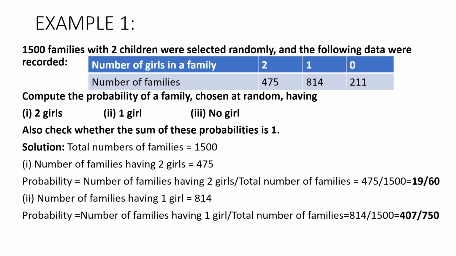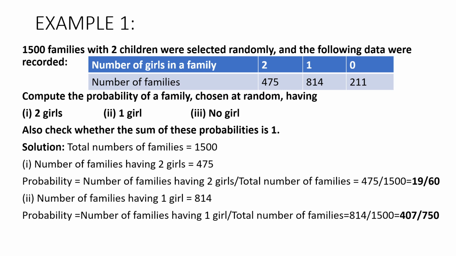Example 1. 1500 families with 2 children were selected randomly and the following data was recorded. Number of girls in a family: 475 families had 2 girls, 814 families had 1 girl and 211 families had 0 girls. Compute the probability of a family chosen at random having 2 girls, 1 girl and no girl. Also check whether the sum of these probabilities is 1.